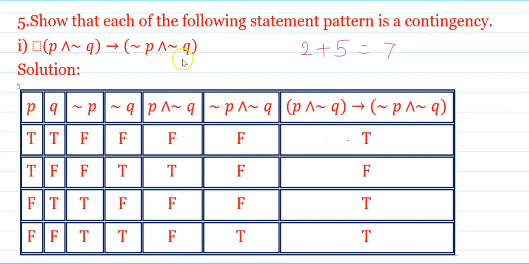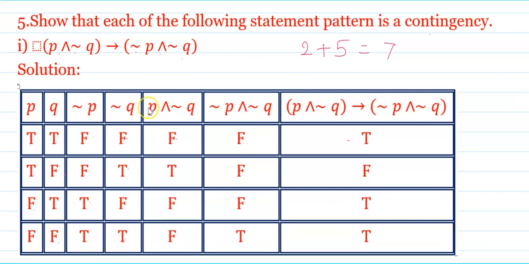One has been repeated here. Okay. And therefore P means what again? Double T, double F. Q means what? T, F, T, F. Negation of P. T is a negation F. T is a negation F. F is a negation T. F is a negation T. Negation of Q. T is a negation F. F is a negation T. T is a negation F. F is a negation T.